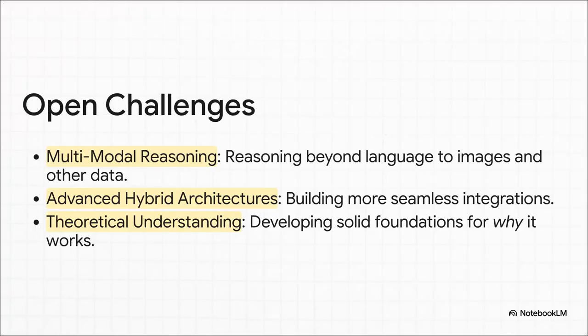So, the paper points out 3 big challenges ahead. First, getting these systems to reason about more than just text. We're talking images, audio, all kinds of data. Second, designing even better, more seamless ways to blend these two systems. And third, and this might be the most important, is getting a real deep understanding of why these hybrid systems work so well, not just the fact that they work.